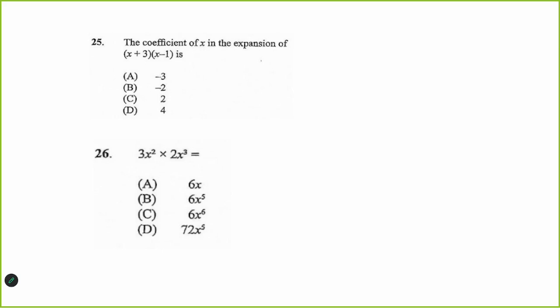The coefficient of x in the expansion, let's multiply. That's x by x minus 1 plus 3 by x minus 1. That's x squared minus x plus 3x minus 3. So that's x squared plus 2x minus 3, which would be 2, would be your answer, because 3 minus 1 is 2. This one here, 3 2s are 6, and you add the powers, x to the power of 5.